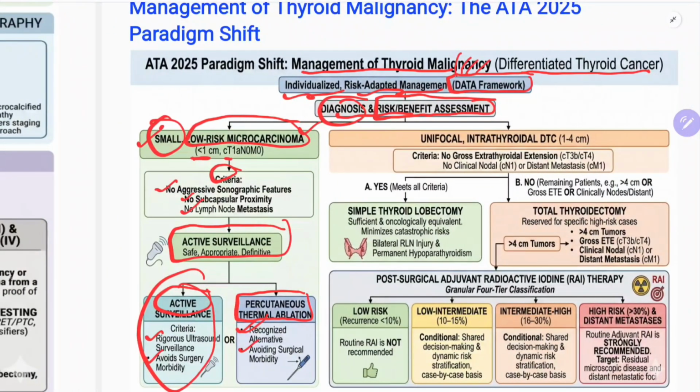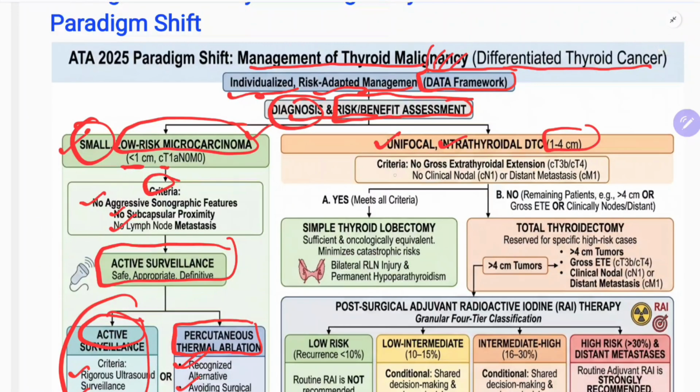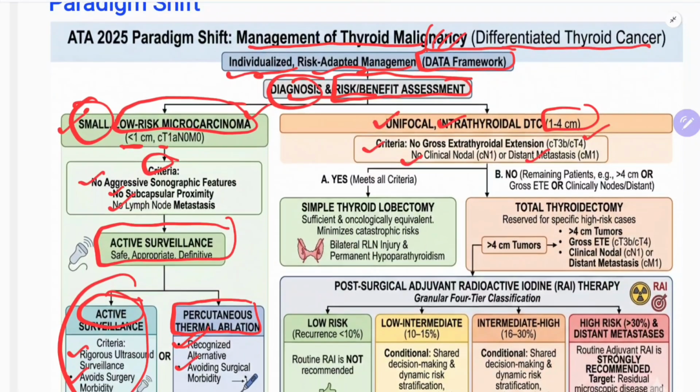Okay, now it is not small, it is a unifocal intrathyroidal differentiated thyroid cancer, meaning the size is more than 1 centimeter now, 1 to 4 centimeters. So the criteria: no gross extrathyroidal extension, no clinical nodal metastasis or distant metastasis. If these criteria are met, then simple thyroid lobectomy will suffice.